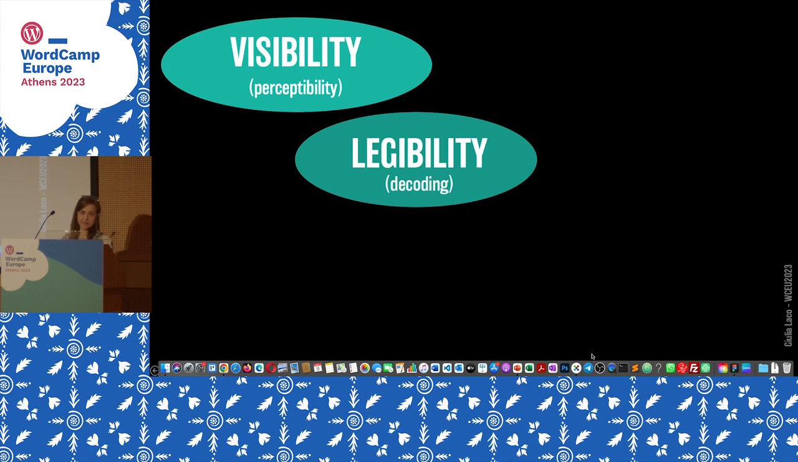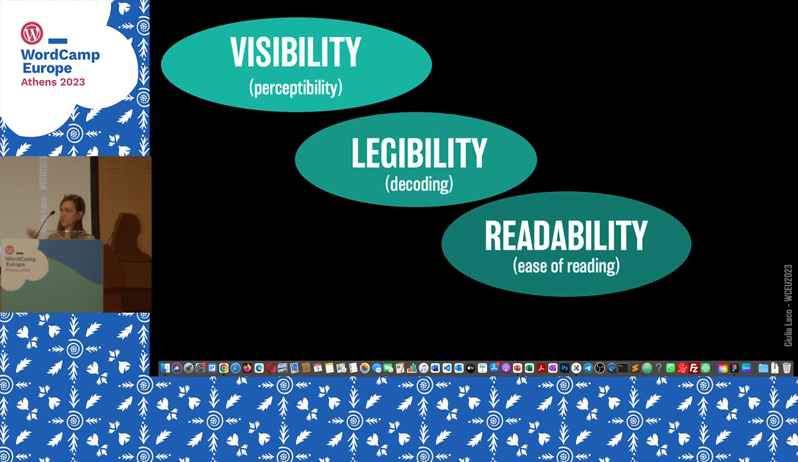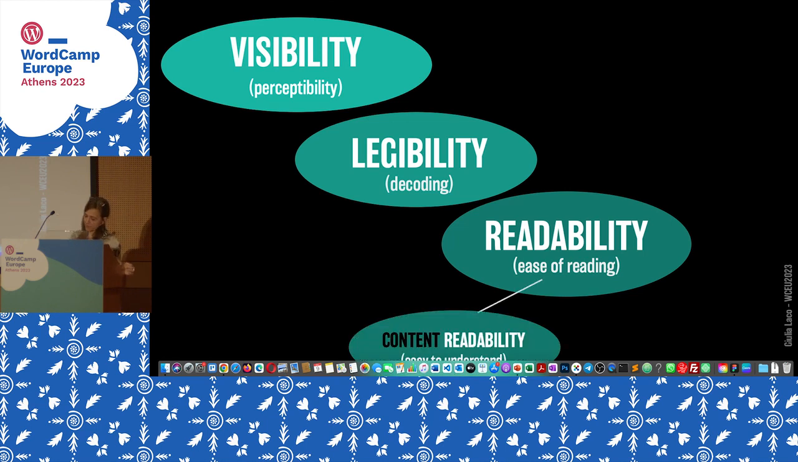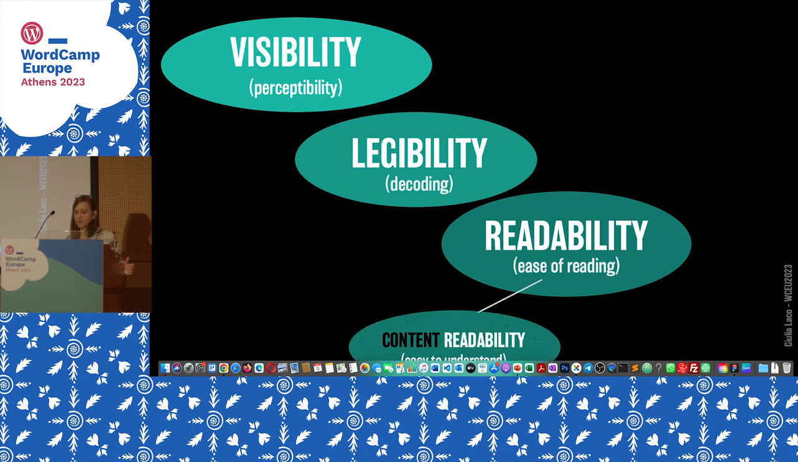Then you have legibility that I would describe as decoding. That's different from readability. That's more like ease of reading. For example, in Italian we don't have this distinction. We call it legibilità. It comes from Latin, maybe the same origin of legibility. And it's a broad concept. Whereas legibility is something you have to decode. And readability is if you want to read that, if it's pleasant to read or not. And in readability, we have also two different concepts.